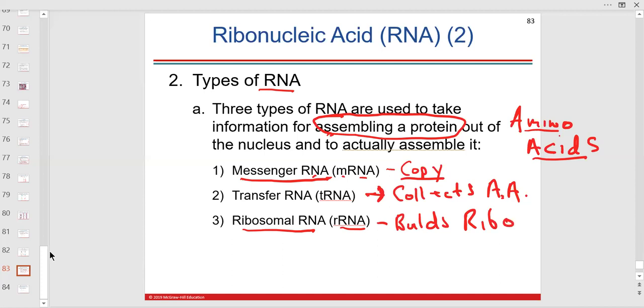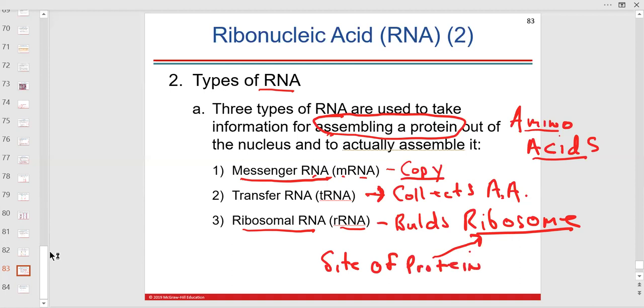You can't talk about protein synthesis without talking about the ribosome. So I'll tell you right now, I probably mentioned this before, but ribosomes in the cytoplasm are the site of protein synthesis. I hope we get to this today because this is really exciting stuff. It's at the end of this cell chapter though.